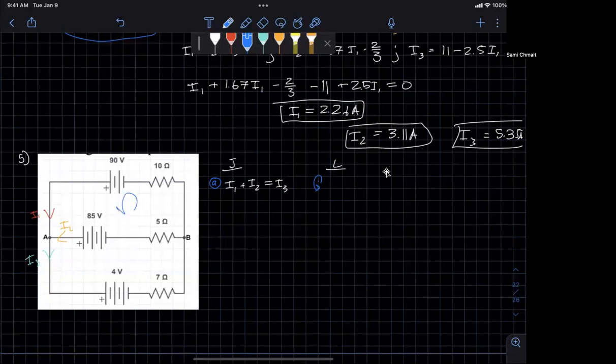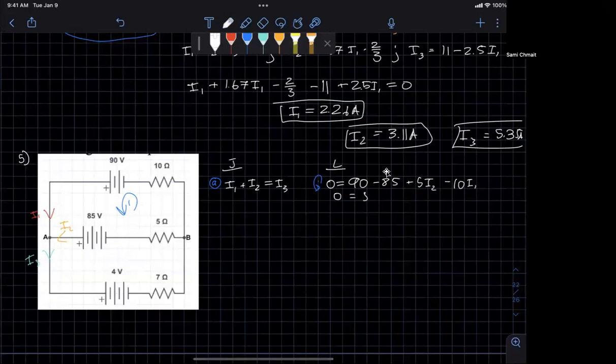I'm going to call this one loop number 1. 0 is equal to, I start behind the biggest battery, and it's going in the same direction. Let's call that plus 90. What's next? You guys do the rest of this. Minus 85. Plus 5I2. Minus 10 what? 10I1.